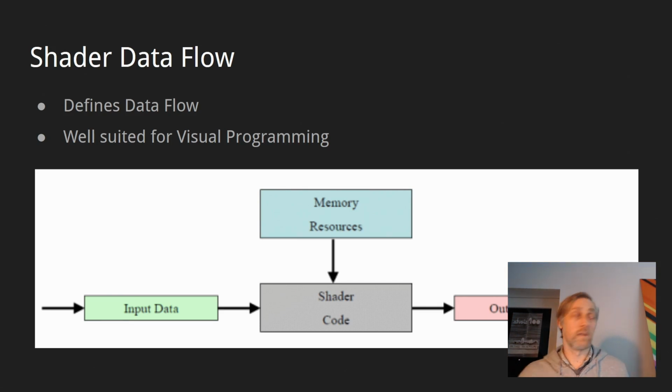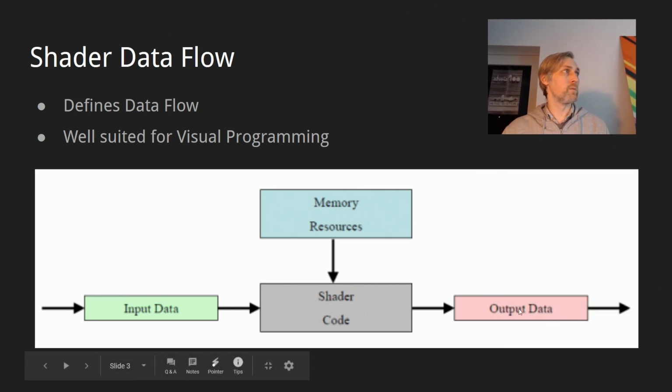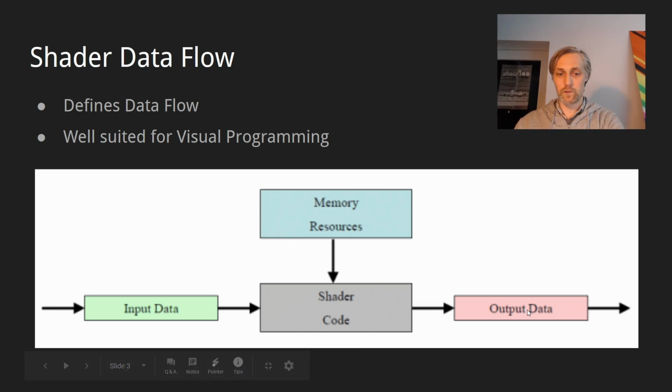Let's have a look at a very basic data flow graph of shaders. Can you see more? Yeah. So shaders are basically a data flow from the CPU through some functions, the shader code, to output, which most of the time is the pixels on the screen, so it shows something. And so this is a very straight data flow. There are no crazy definitions that happen. So this is super well suited for visual programming.